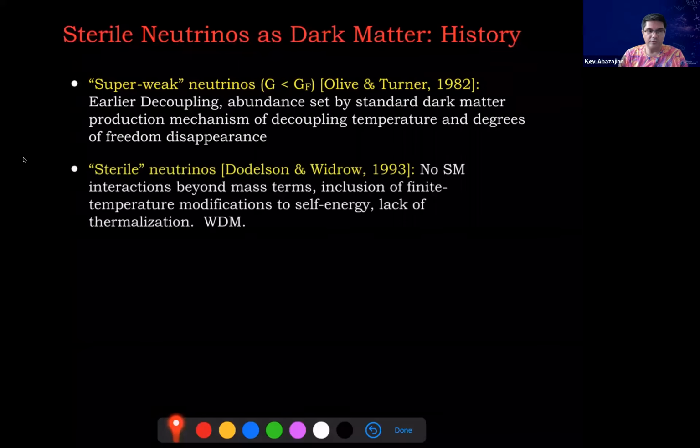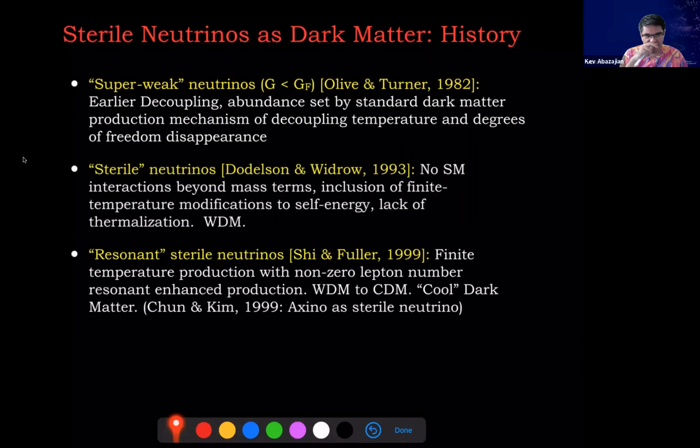So sterile neutrinos, as we know them now, as dark matter, were hypothesized by Scott Dodelson and Lawrence Widrow in 1993. They have no standard model interactions beyond the mass terms, and when you include the finite temperature effects we've talked about, you get a lack of thermalization at early times, and they pointed out that it would be warm dark matter. Then about 5 to 6 years after Dodelson and Widrow, Shi and Fuller pointed out that you could get resonant production of the same kind of neutrino if you have a non-zero lepton number in the universe.